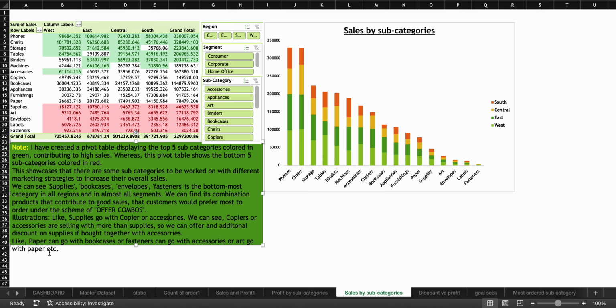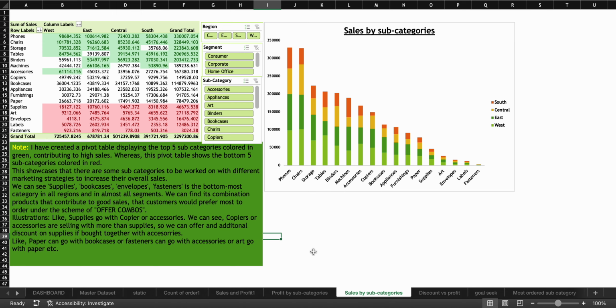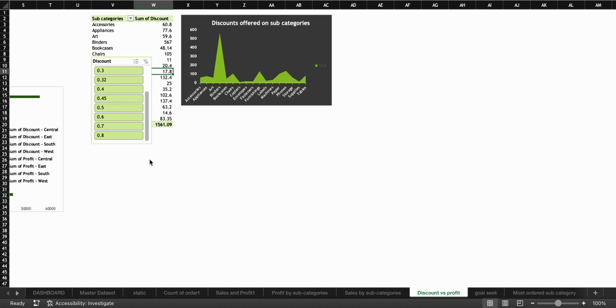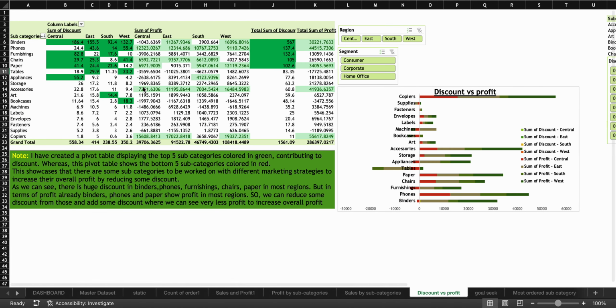So for example, paper can go with bookcases or fasteners, or fasteners can go with accessories. These are some combinations that I had suggested, but the company can decide better by itself, because it's been selling things for a long time, so it knows its customer base and the most ordered things and what customers like. That way they can give some offer combos with a little bit of strategy here and there to increase the sales. Again, I've given a bit of information about discount versus profit here.